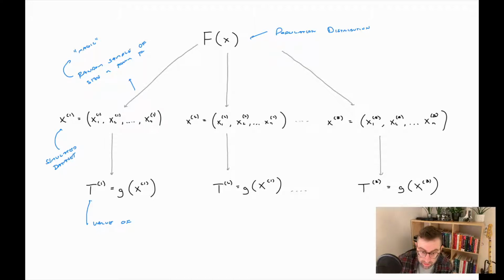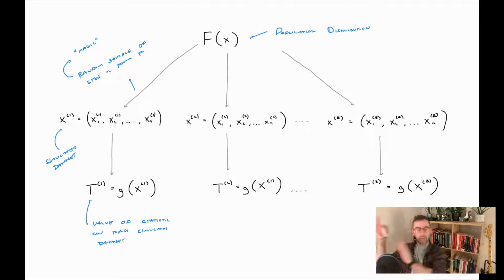What am I calling this? Value of statistic on first simulated data set. Okay, so that's doing it once.